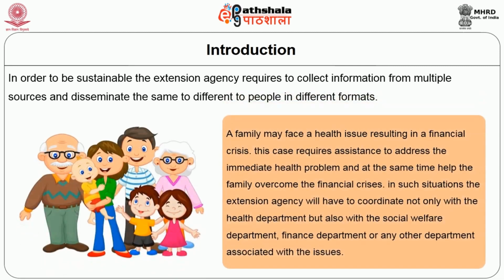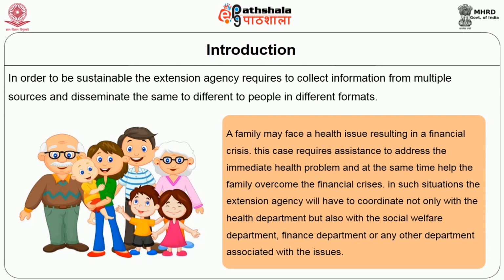For example, a family might face some health issues, and that might bring about a financial crisis in the family. Now, when this happens, the extension agency needs to address the immediate health problem. They need to address the family's financial issues. They need to address the family's emotional issues. So they need to address various kinds of issues.